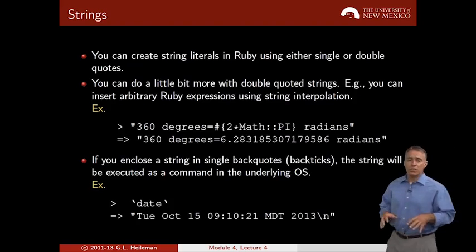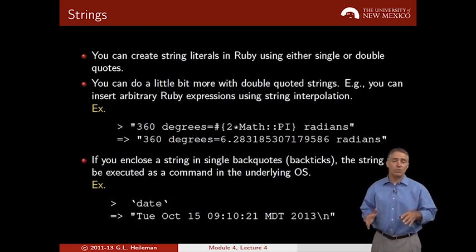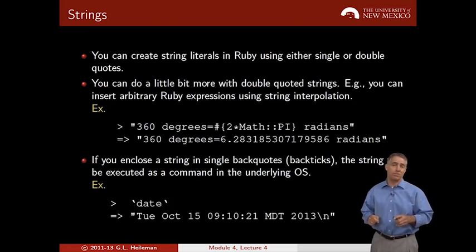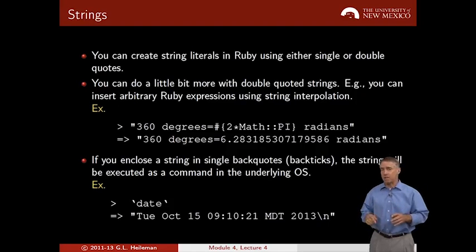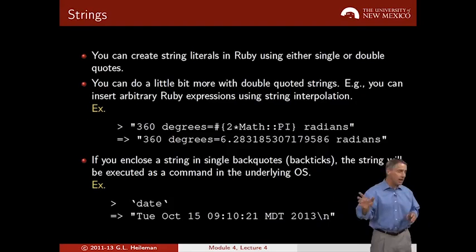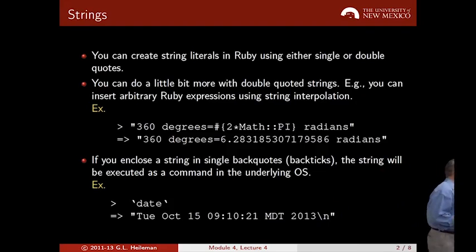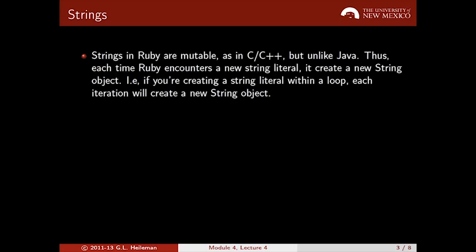If you enclose a string in single back quotes, then that string is given to the underlying operating system and executed there. So make sure you're using backticks on this. On my keyboard, that's in the upper left-hand corner. These are backticks, not the forward ticks. Here, I use backticks. I enclose the string date, and it actually gives that to the underlying operating system, and today's date is returned.